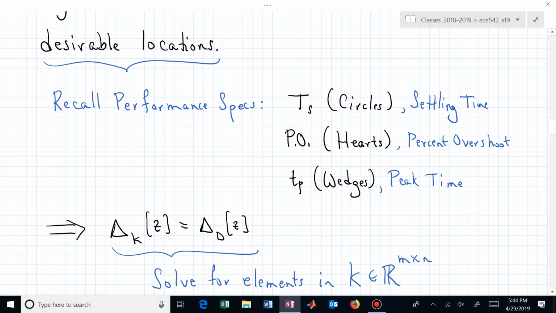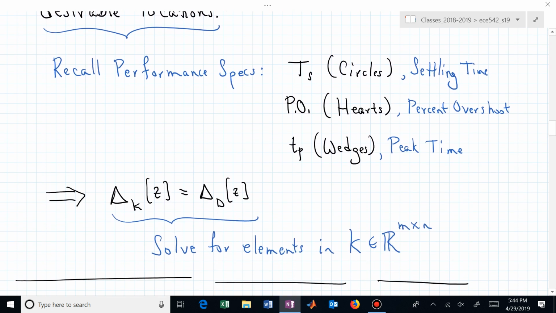So can you, given these performance constraints or conditions on settling time, percent overshoot, and peak time, determine where you want your poles to be, a dominant set of poles? Once you've determined these dominant poles, you can now create this characteristic, or this desired polynomial, delta sub d, and we're going to set that equal to the determinant of zI minus phi sub c, which contains all of the unknown parameters in our full state feedback gain matrix K.